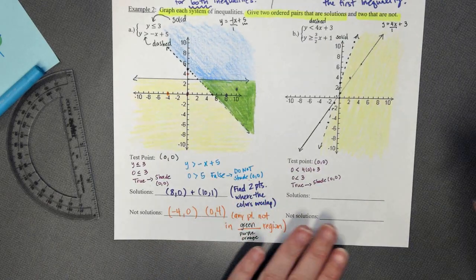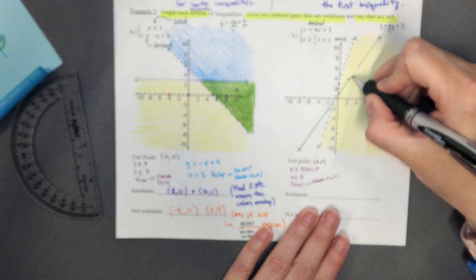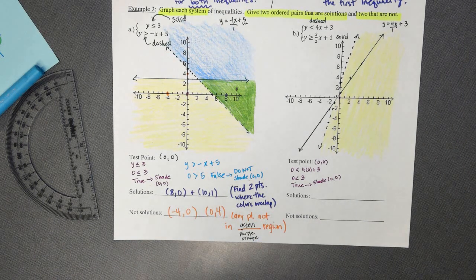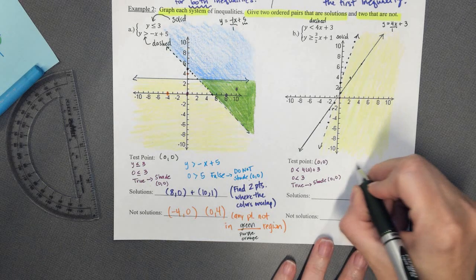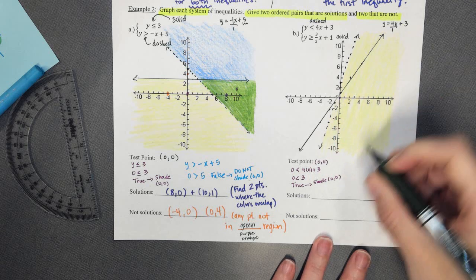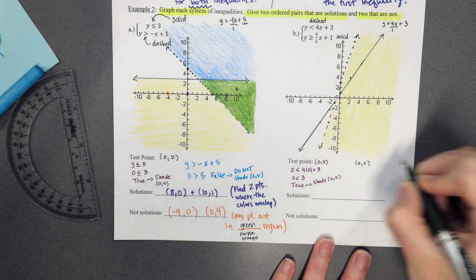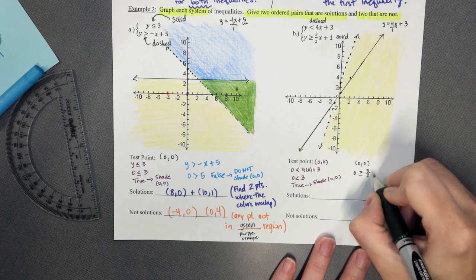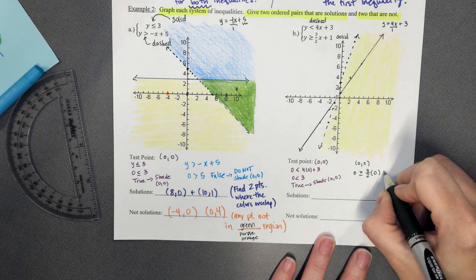Okay, so once you have that line, when you're determining whether you're going to shade above that line or below it, we're going to do that test point again. So I still recommend 0, 0. But technically, you can use any point you want to. That's above the line or below the line.